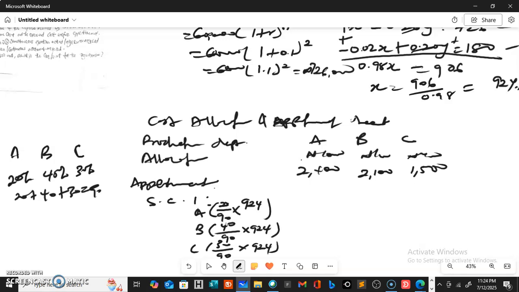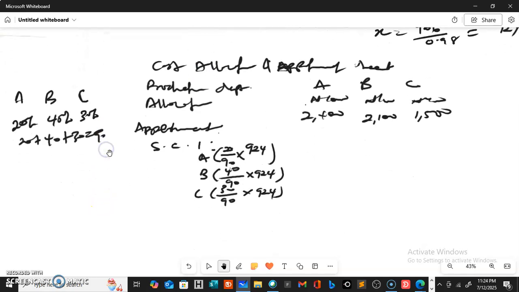So let's have the figures. 20 times 924 divided by 90. 20 times 924 is 18,480, divided by 90. That's 205.33, which is equal to, for A, approximately 205.